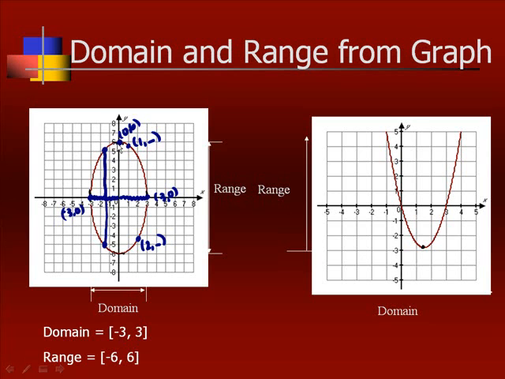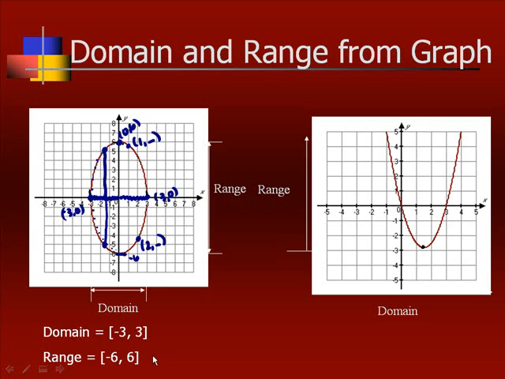Now the range, those are the y values. Well, your lowest y value is -6. Your highest y value is 6. And you also have every y value between -6 and 6 on there. So we say that the range would be -6 to 6.